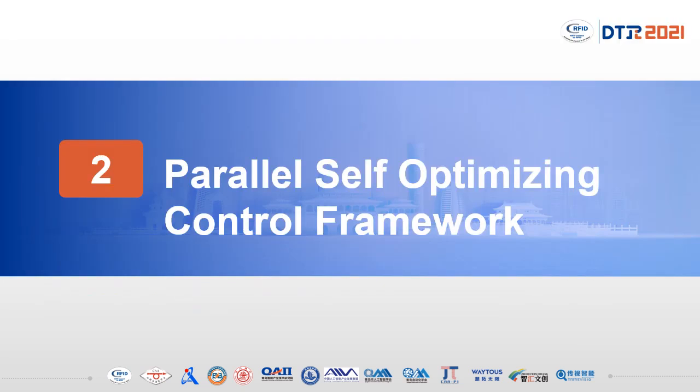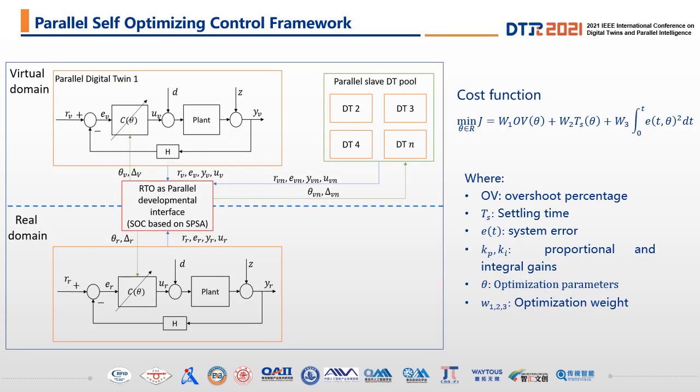All right, so let's talk about what is the parallel self-optimizing control framework. In this case, the proposed framework for this problem is shown in this figure. As you can see, we have two domains. We have the virtual domain and we have the real domain. In the real domain, we have the physical system or the asset. In this case, the asset is in a stable closed loop configuration. This is something really important.